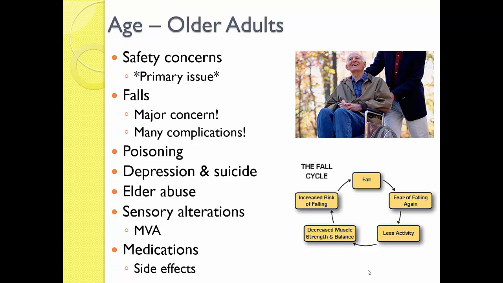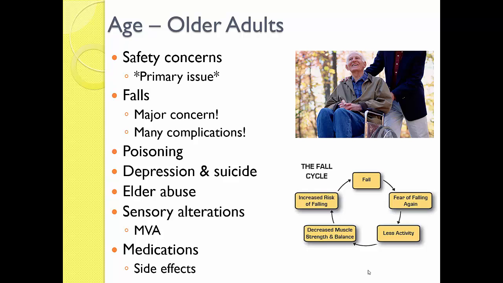And we have this picture here of the fall cycle. We know that when a patient experiences a fall, an elderly patient, then they develop this fear of falling again, and especially if they suffered any injury from the fall. What that does is it then causes them to be less active, because they want to try to prevent that from happening again. But then when we decrease activity, our bodies start losing muscle strength. Our balance starts to decrease. So then that just puts us at a higher risk for falling again. So it is kind of a vicious cycle, and we do see this with the geriatric population.